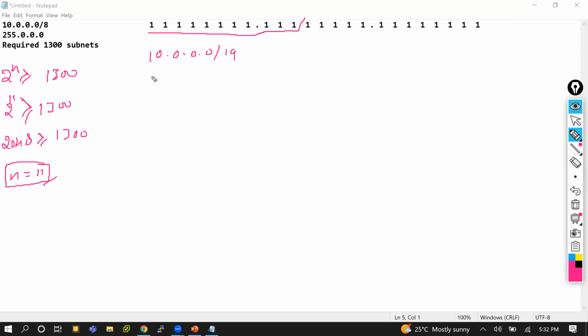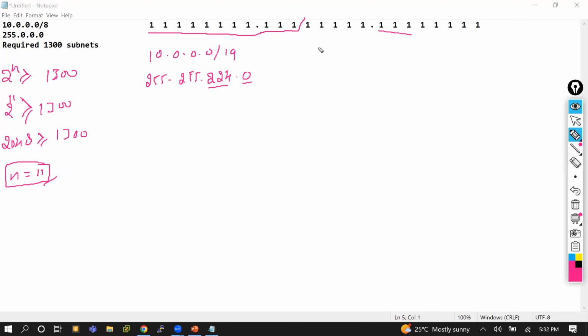What is the subnet mask? The subnet mask will be 255.255, since we are getting all in the second octet, and in the third octet only 3 bits we are getting. So it is 128 plus 64 plus 32, it is 224 in the third octet. Dot 0. The last octet we are not borrowing anything, it's a 0. But in the third octet we are borrowing only 3 bits. The value is 224 here.